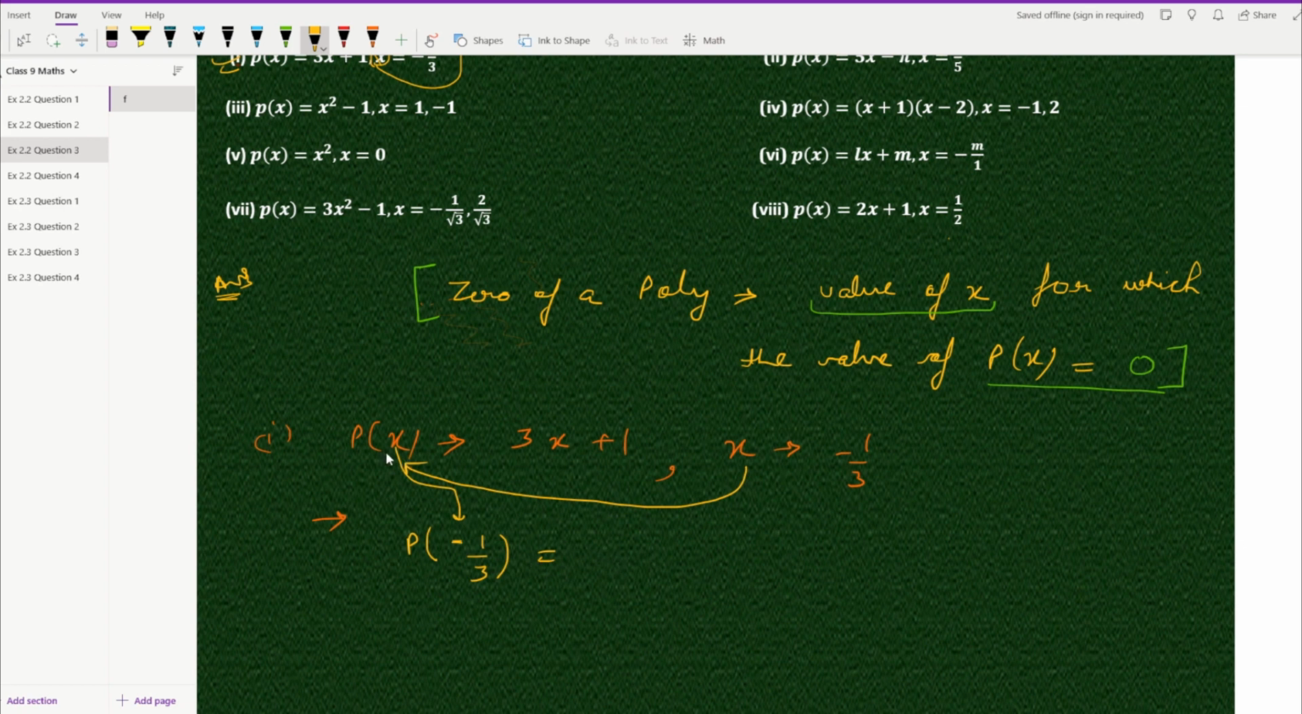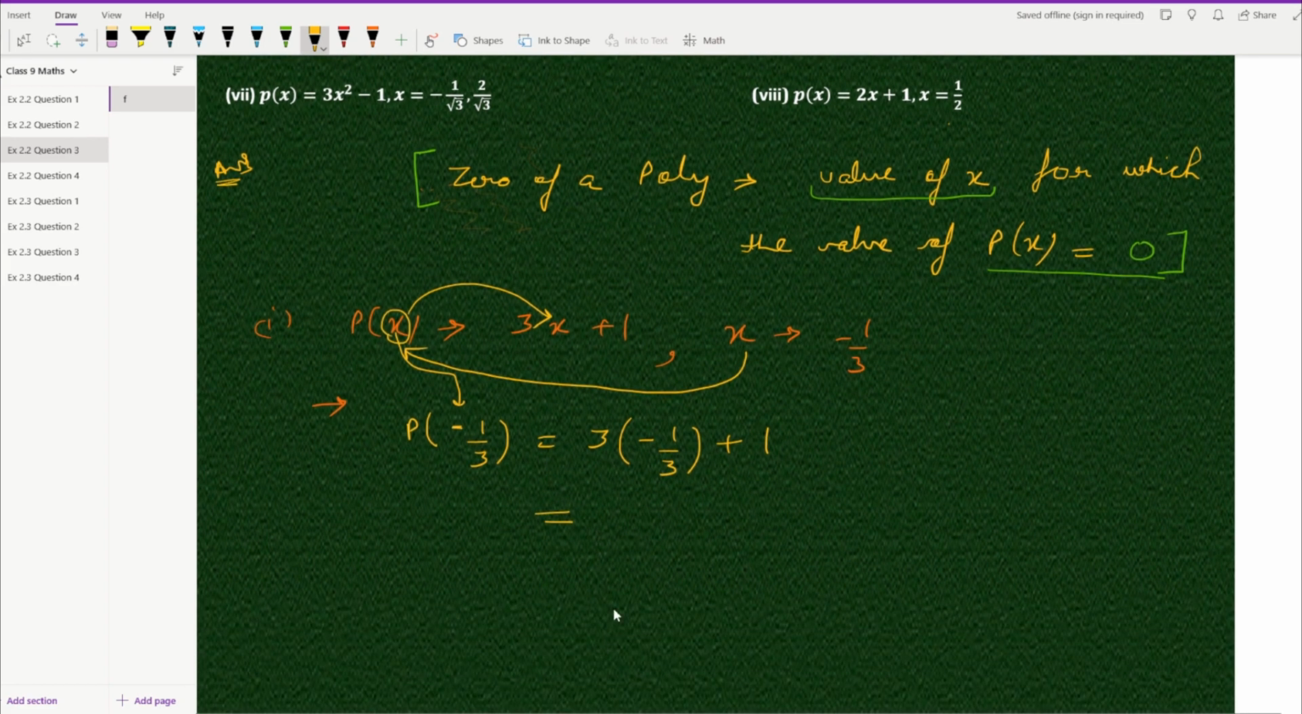Now as you have replaced x here, obviously जो यहाँ पर x होगा उसको भी आपको replace करना पड़ेगा. That is 3 into minus 1 upon 3 plus 1. Now there are simple steps. You have to just cut them. It will be minus 1 plus 1. Both of them will be cancelled out. So the answer will be 0.